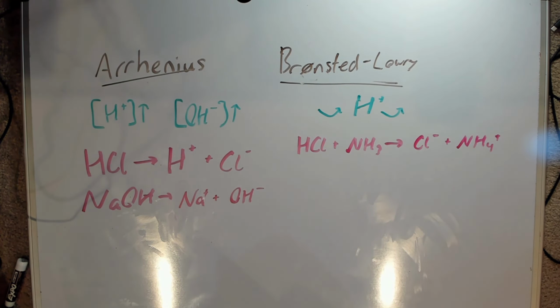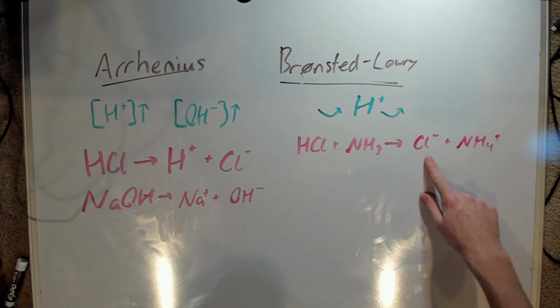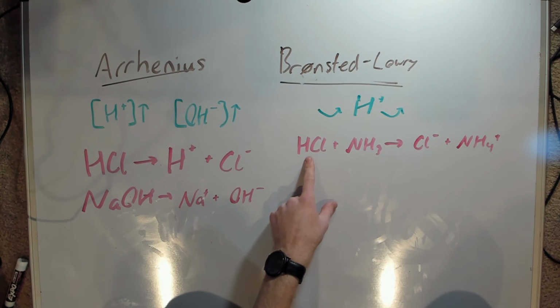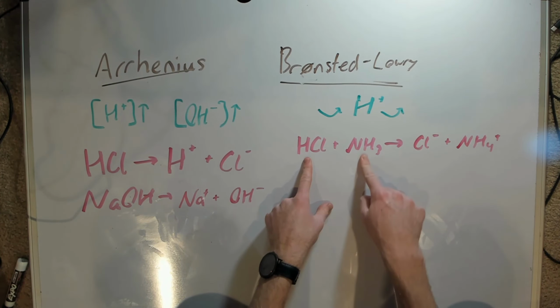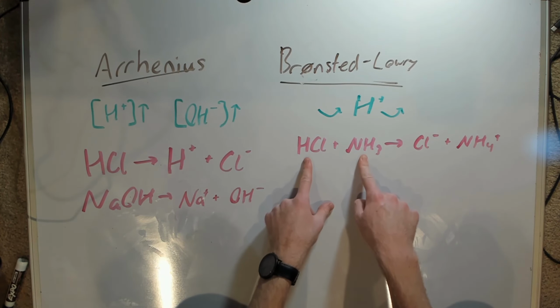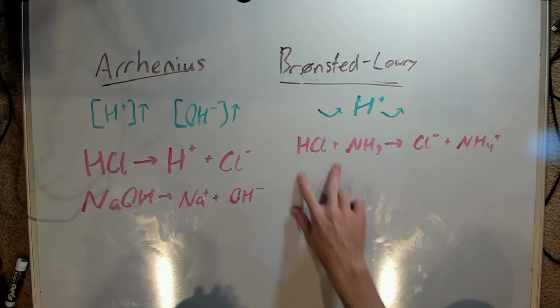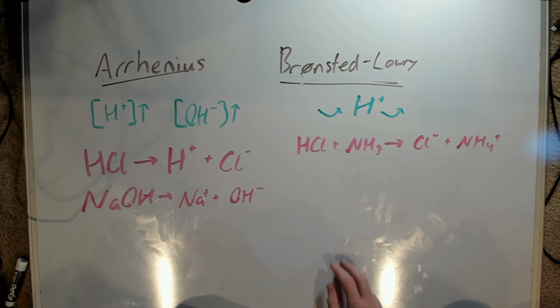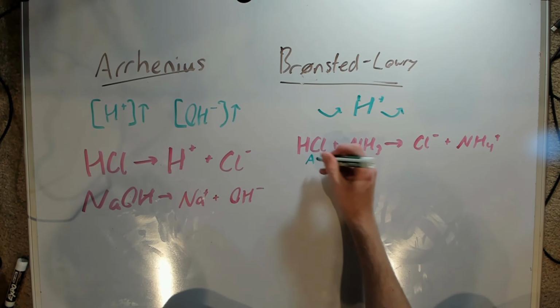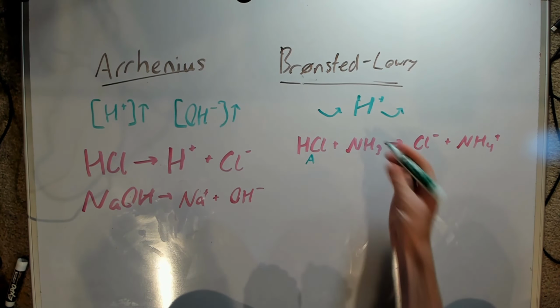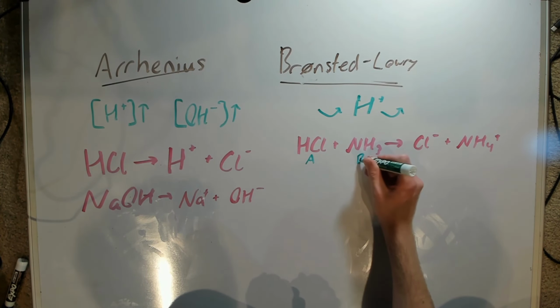So this here would be an equation between hydrochloric acid and ammonia to form chloride ions and ammonium. What's happening here is this HCl is giving an H to the NH3, because in the end we're left with one extra over here and that one minus there. Because this one gives away its H+, this here is your acid, which I'm going to represent with A. This here, because it accepts the H+, is your base. You would represent that with B.